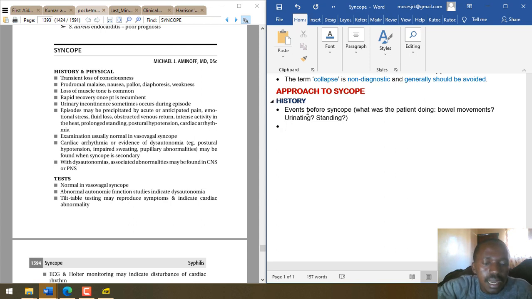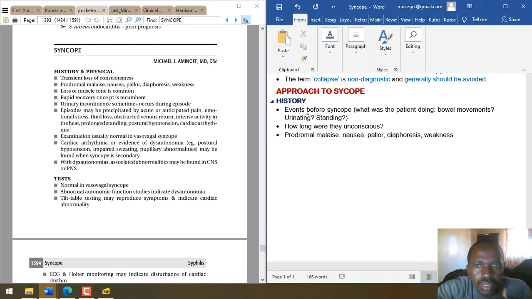And how long were they unconscious? Sorry, my brain also glitches. How long were they unconscious? And prodromal, malaise, nausea, pallor, diaphoresis, weakness. So do they have any of these symptoms? Okay. So loss of muscle tone is common. So this, we can just put loss of muscle tone.